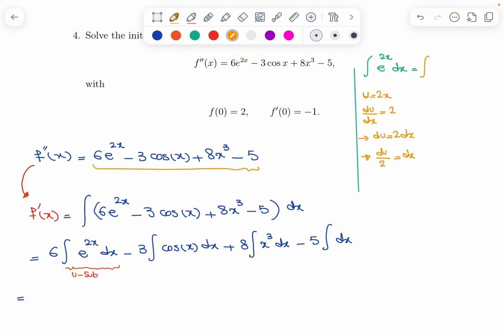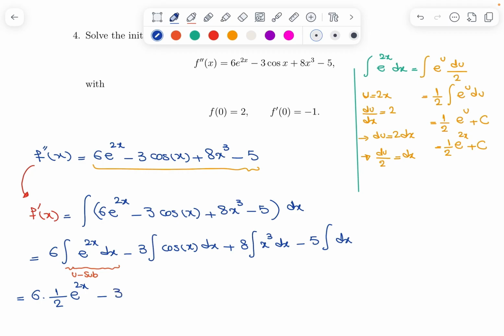So this integral would be e to u du divided by 2, which is 1/2 integral e to u du, which would be e to u, because the antiderivative of e to u is itself with respect to u, plus c. So by using u-substitution, the antiderivative of the first function would be 1/2 times e to u, but you must go back to the original variable. Instead of u, you must consider 2x, e to 2x. So the answer for the first integral would be 1/2 e to 2x.